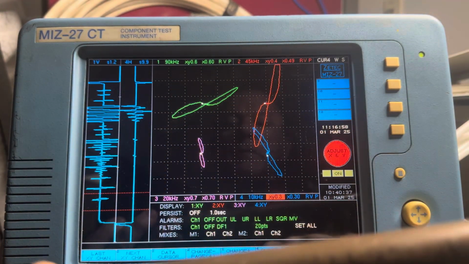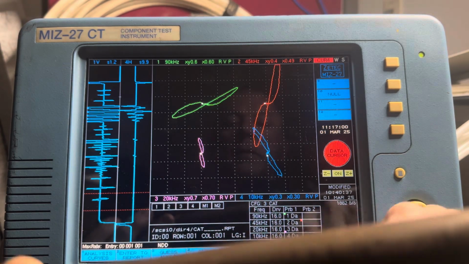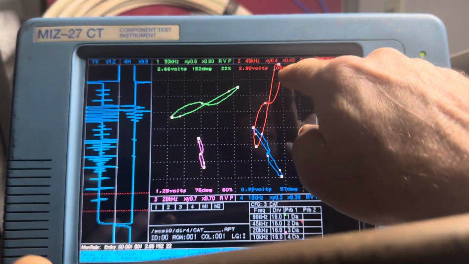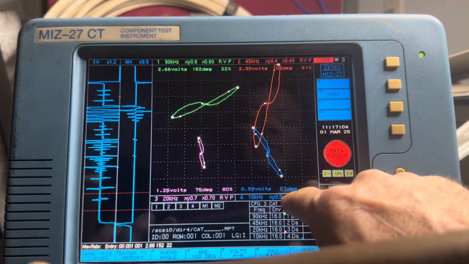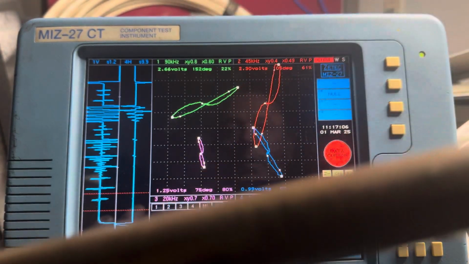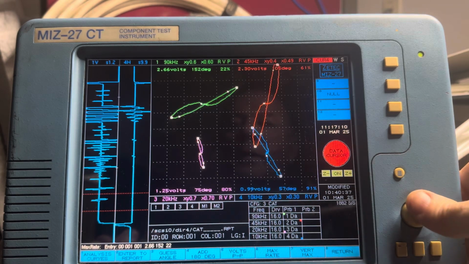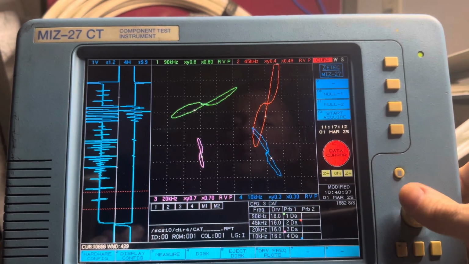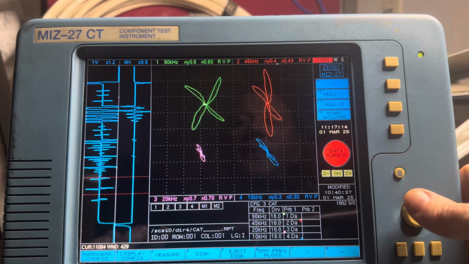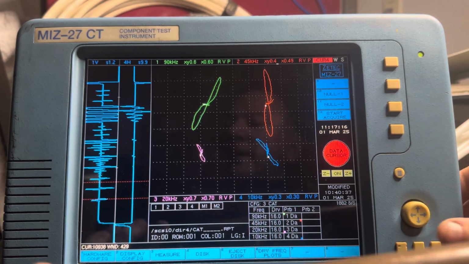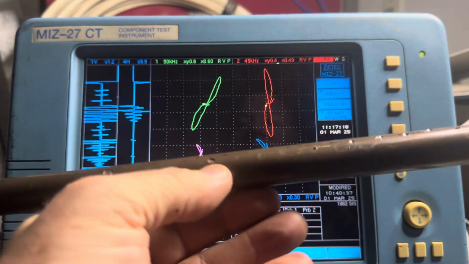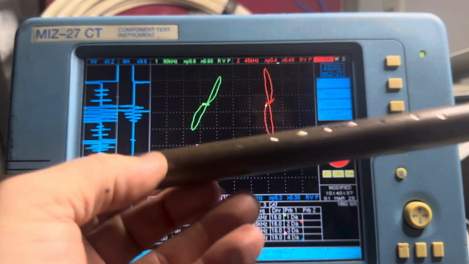So if you measure that one: 152, 105, 75, 57. It's rotating counterclockwise with decreasing frequency, which is what OD flaws do. So that matches our theory right there. We go up to the next flaw. It's that one right there. That's going to be the 60% single flat bottom hole.